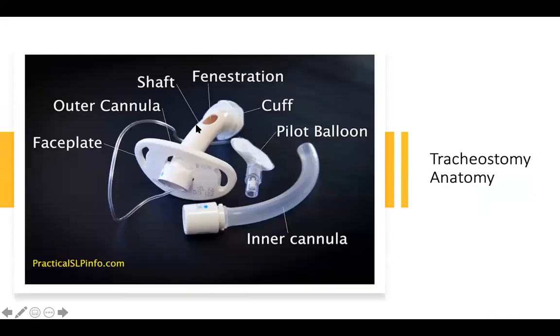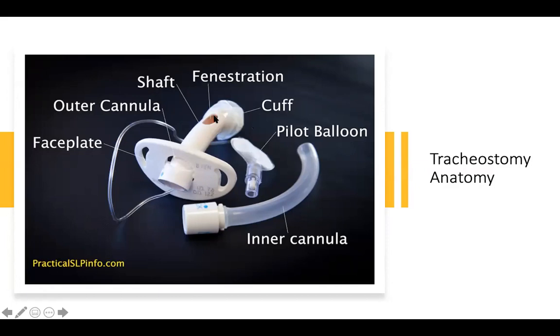Okay, moving on. So what are the parts of a tracheostomy? So a trach comes in many different shapes and sizes, but almost all of them have a faceplate, which is this part over here. It's usually on the outer side, so it's visible from the outside. This is an outer cannula over here. And the part that is usually inside the trach is called the shaft, which is this long part over here.